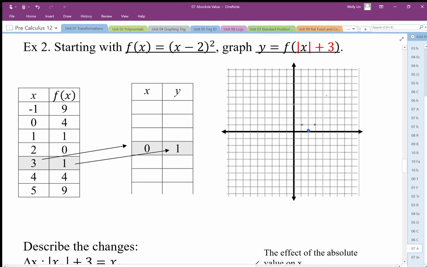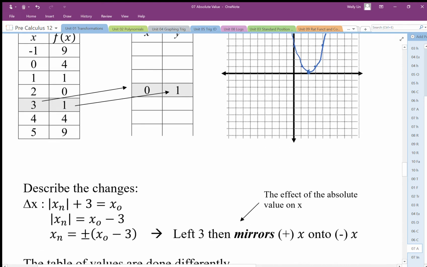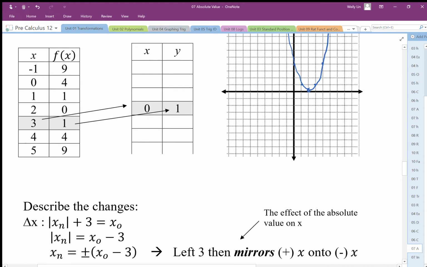Sketching my parabola here, this is my parabola. There's my original parabola, and two things are going to happen to it. So we need to work out the order first. When we look at the expression, the notation is absolute value of (x minus 2) squared plus 3. So I have to do it in the complete reverse.